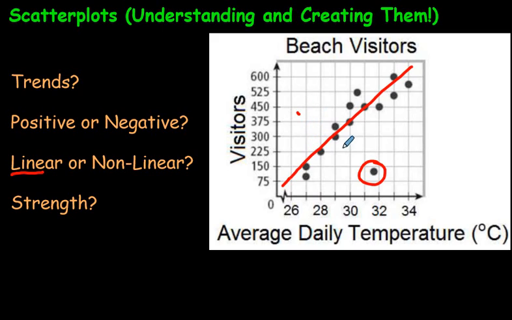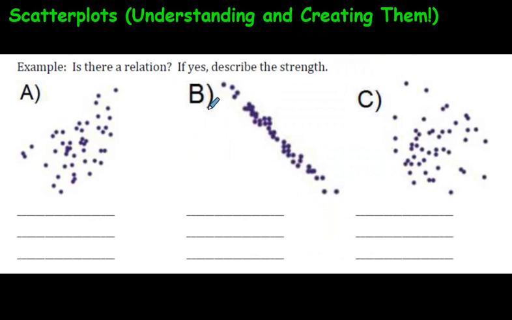If there were a lot of points like this outlier here, if there were lots like that, I'd say it's a weak positive relationship here. But in this case, it was strong. Okay? Hopefully those words are all making sense to you.